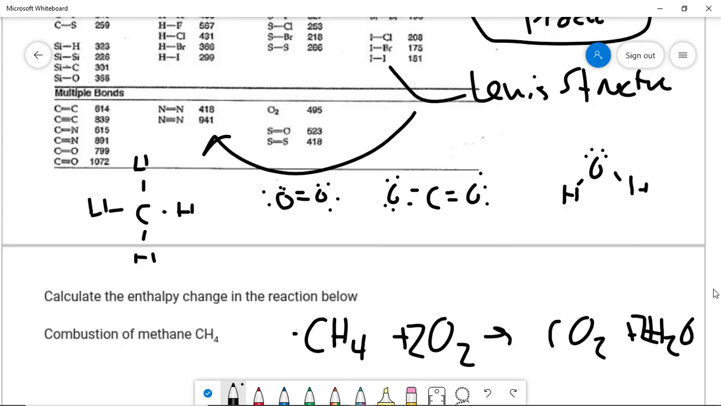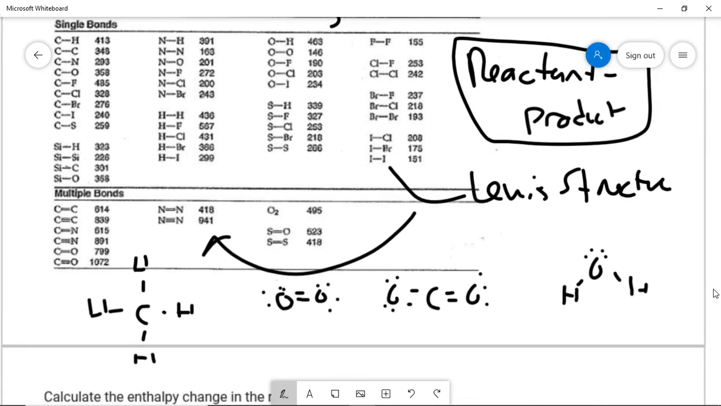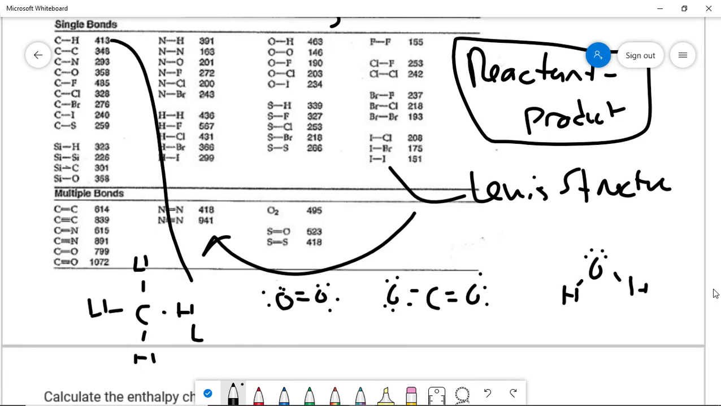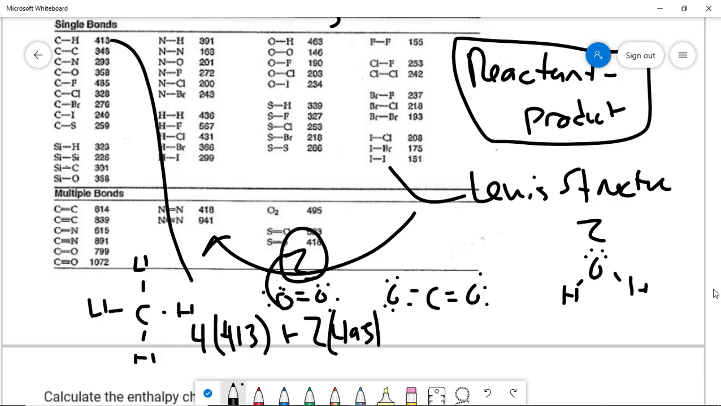And now let's see what we do here. So here I have 4 carbon-hydrogen single bonds. Okay. So that's going to be 4 times 413, plus we had 2 O2s, remember that? And we also had 2 water molecules, so we will need to keep that in mind. Oxygen-oxygen double bond is 495. But remember, I had a coefficient of 2, right? So I need to keep that into consideration as well.